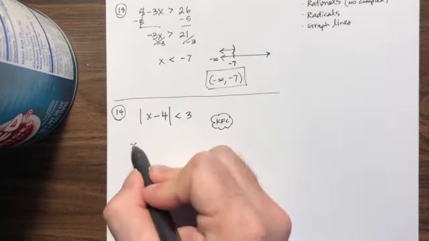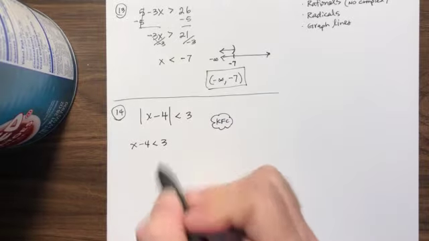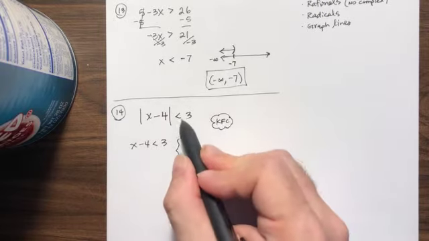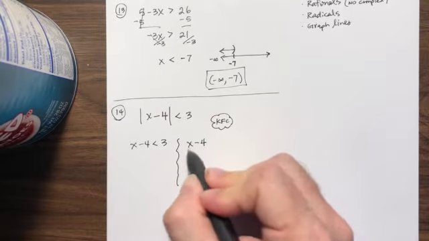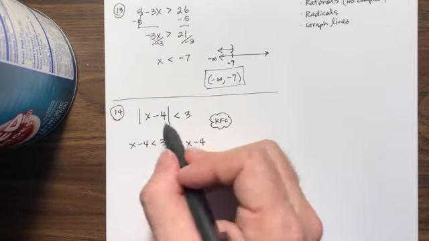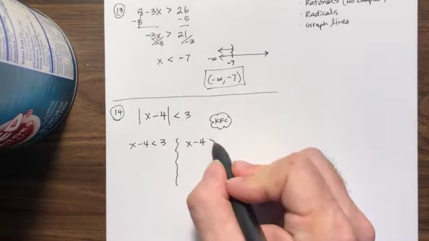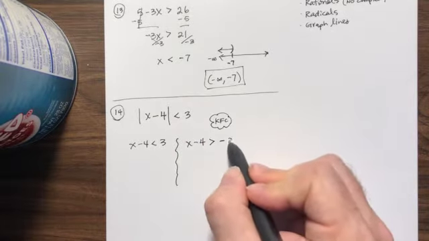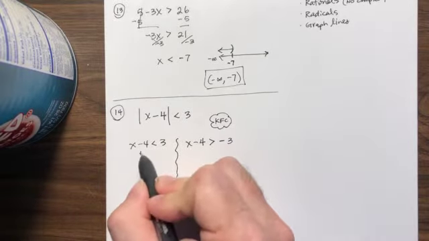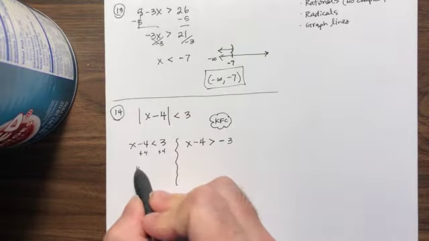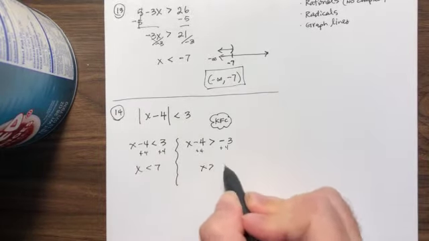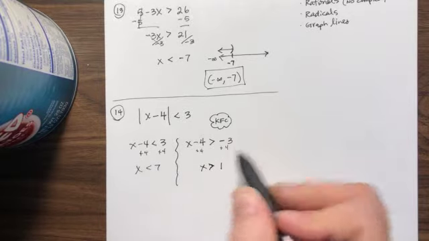Let's keep it the same for the first one, so there you go, x minus 4 less than 3. But for the second one, KFC actually goes for the second one. The first one is always the same. But for the second one, you're going to keep x minus 4 the same, you're going to flip this to greater than, and you're going to change this to negative 3. Does that make sense? Okay. And then we add 4 on both of them, and we get x is less than 7. Add 4, and we get x is greater than 1, because different signs mean subtract.